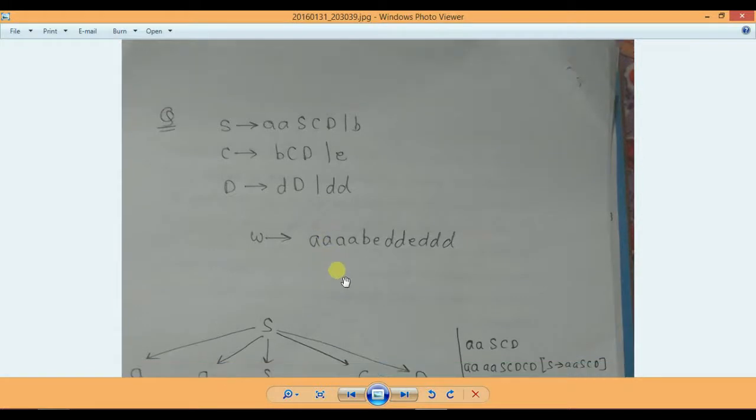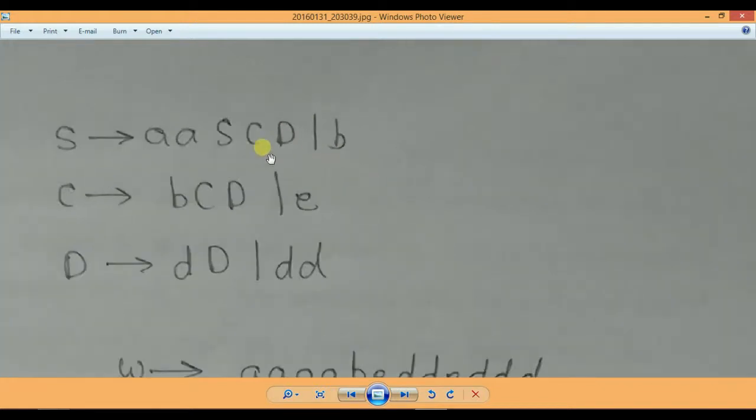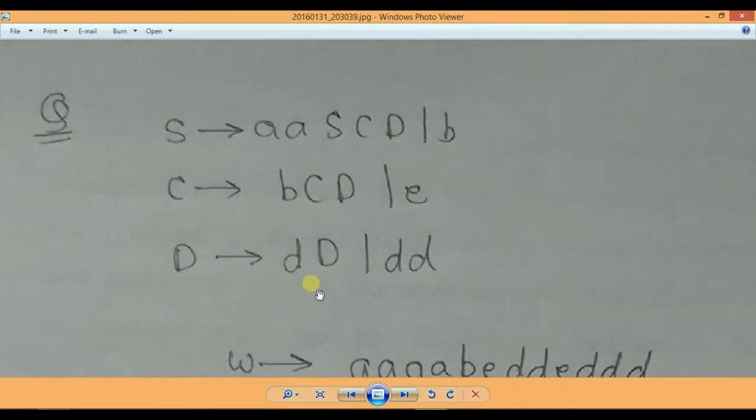This is an example. Suppose our starting symbol S goes to small a, capital S, C, D, or B. I hope you remember this pipe symbol means or, and C goes to small b, capital C, capital D, or E, and D goes to small d, capital D, or DD.